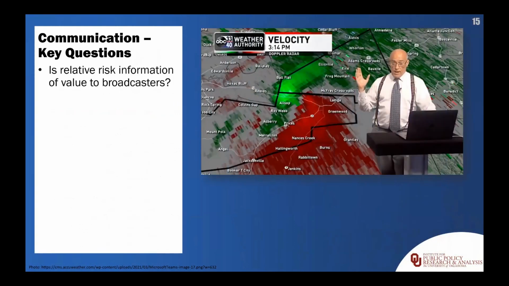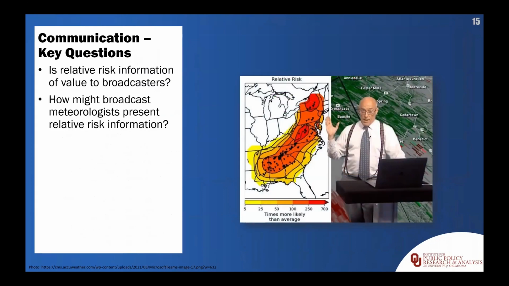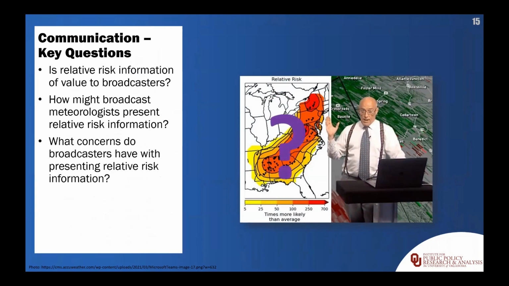When we look at the second part of this talk, the communication, how is relative risk information going to be of value to broadcasters? How might they present this relative risk information to their viewers? And of course, what concerns do these broadcasters have with presenting relative risk information? These are all important questions to answer before this kind of product gets shipped out to the public.